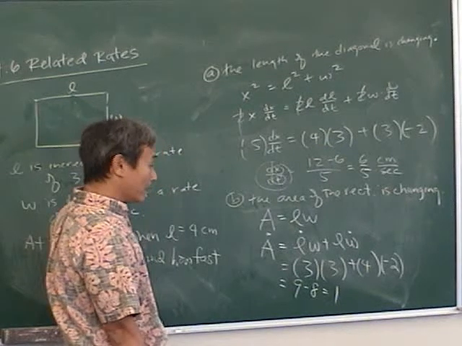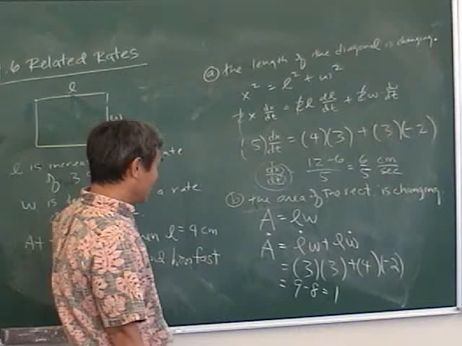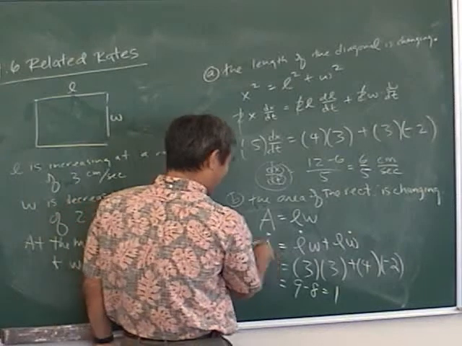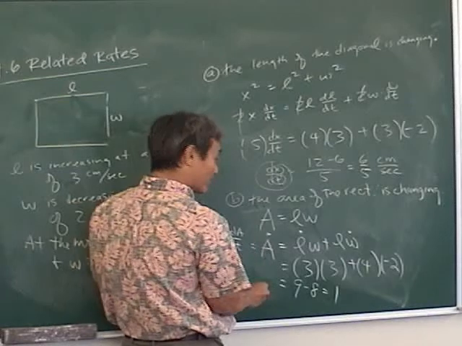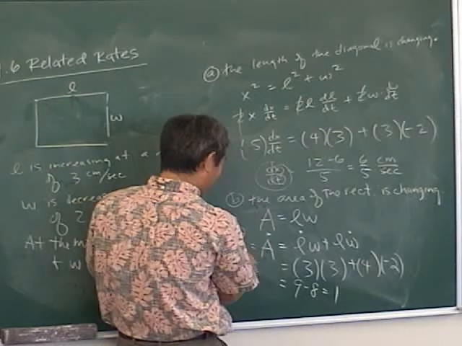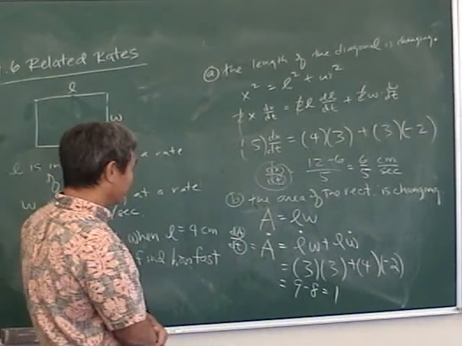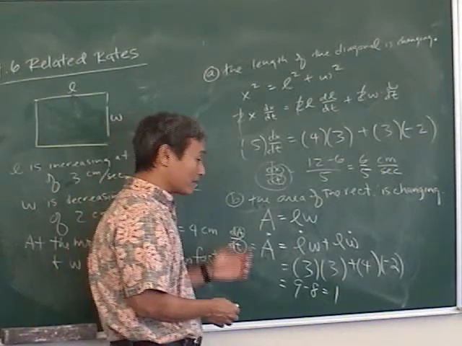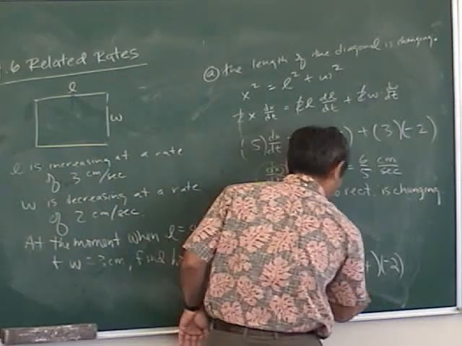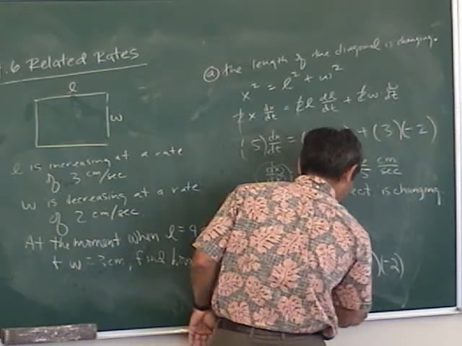Which means, now what are the units? Now remember, A dot means dA/dt, right? So if you don't know anything about units, what are the units of area? What are the units of time? How do you measure area? Square centimeters. How is time measured in this problem? So square centimeters per second.